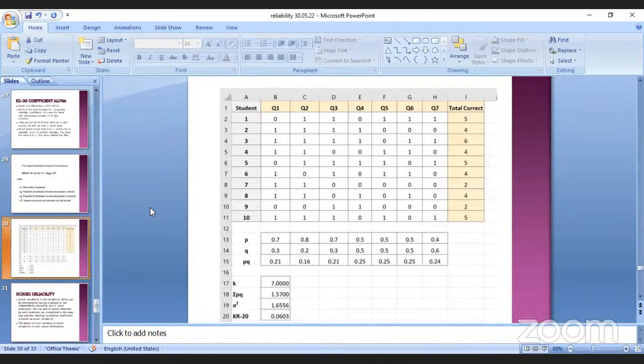Understood? Yes, ma'am. This is for KR20, right? KR20, yes or no answer only. Yes and yes. So this is 0 or 1. So when you say correct, it means yes is 1. Correct, we are taking as 1. Wrong, incorrect, we are taking as zero.